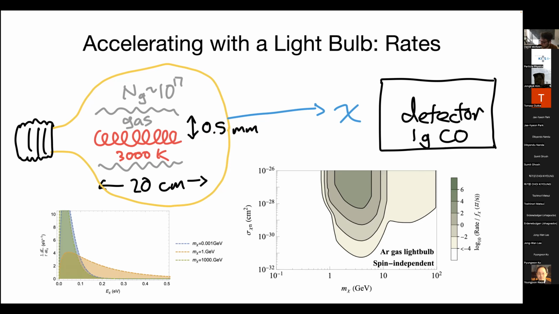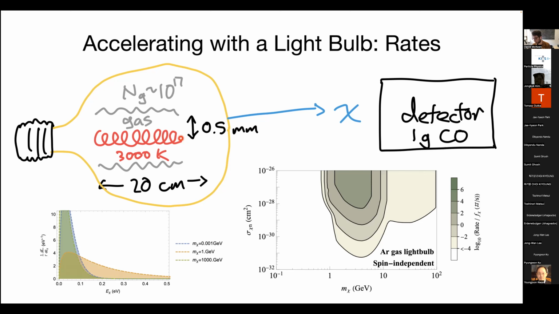gets heated up to the same temperature, and you can go and compute how many gas atoms that is, and this can be as large as 10 to the 17, so a quite large number. And so this is one benefit of this technique as compared to the underground accelerator technique, which is that you can get an enormous number of standard model particles moving and potentially hitting the dark matter.